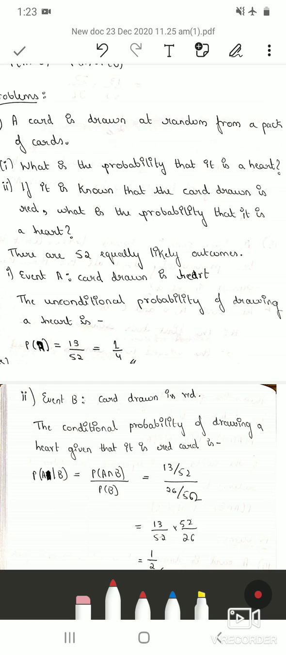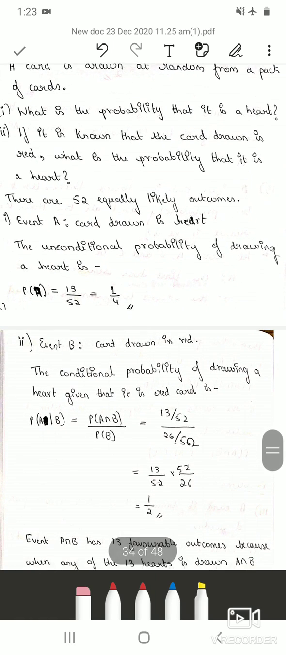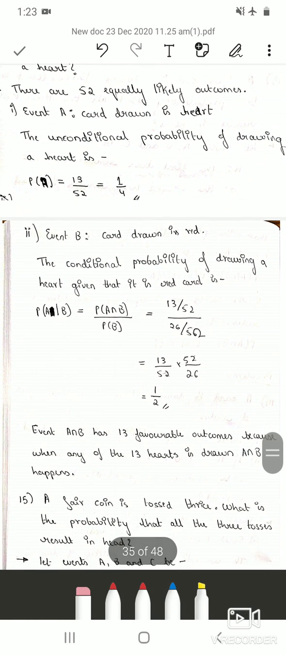So let event A be a card drawn is a heart. So this is an unconditional probability of drawing a card, because no other condition is imposed. Therefore probability of A would be 13 divided by 52, which is 1 by 4, because there are 13 heart cards in a pack of cards. Among these, any one card can be heart. Therefore 13 divided by 52, which is 1 by 4.